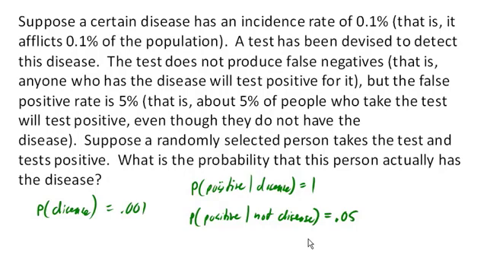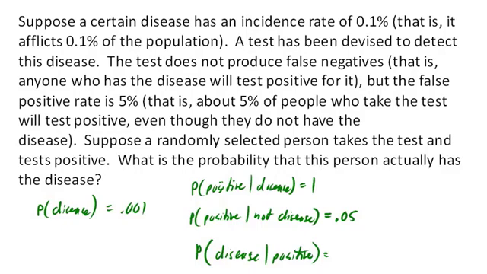Now if we randomly pick someone, what's the probability that they actually have the disease? In other words, what is the probability of the disease given that they test positive? And as we saw before, this is not going to be the same as the probability of a positive test given the disease. So let's work our way through this.